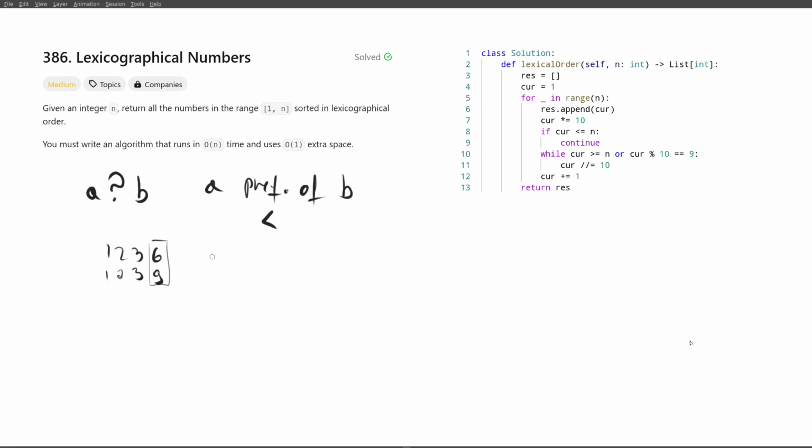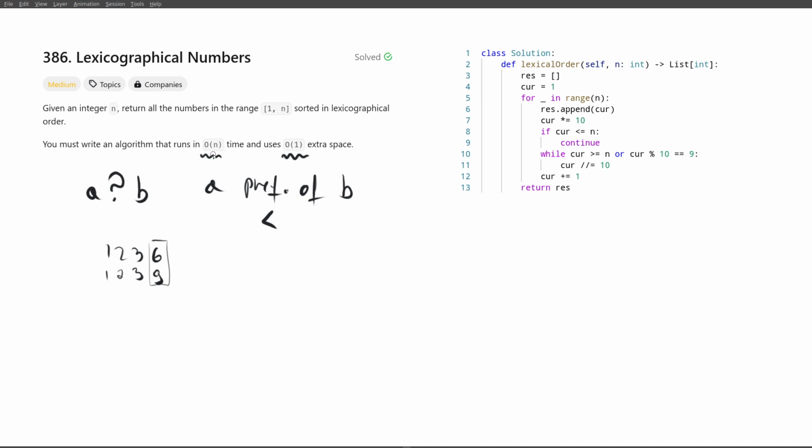And of course, the easiest solution would be to just sort the values as strings, but that would give us an n log n solution. So we want a solution that has linear time and constant extra space, because of course we have to generate the list of numbers, so that's linear space, but we want to do it specifically in linear time.